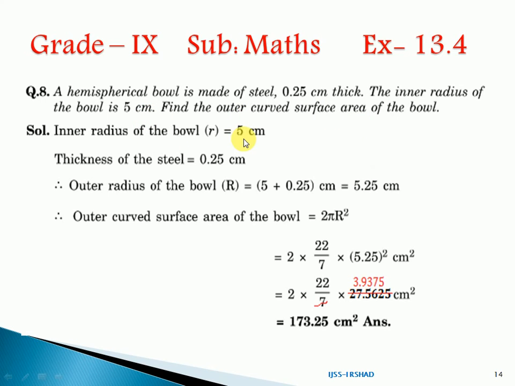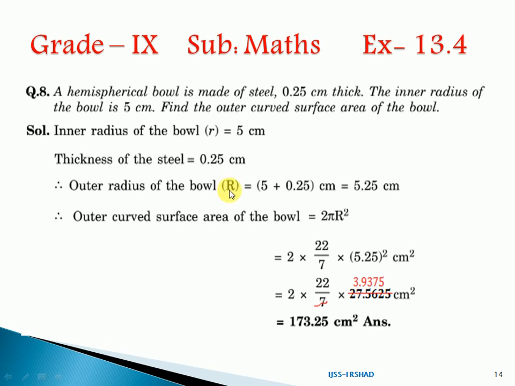So the inner radius we have is 5 centimeter, and we have to add the thickness, then we will get the external radius, because we have to find the external, outer curved surface area. So we need the external radius, the outer radius. The thickness is this one.